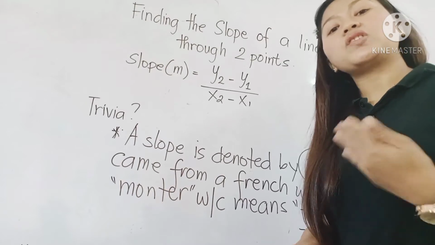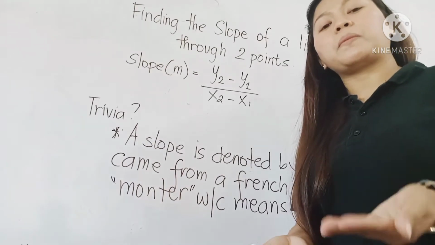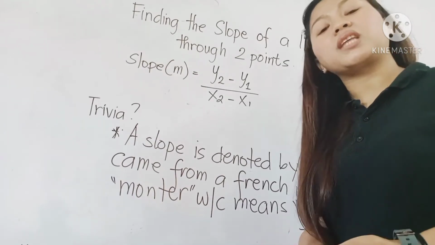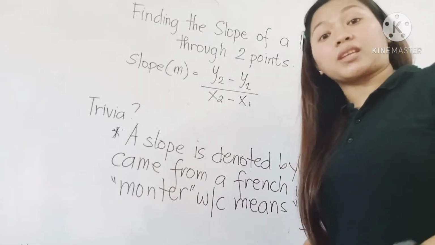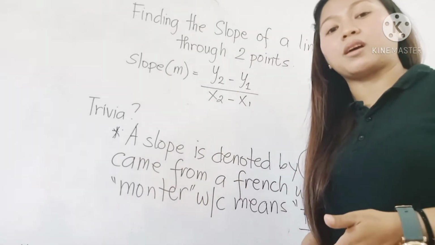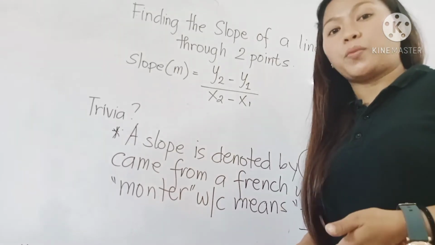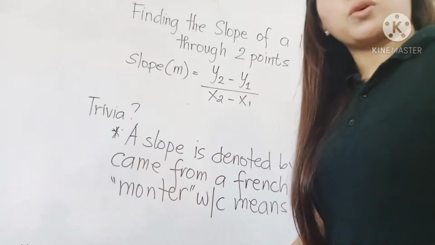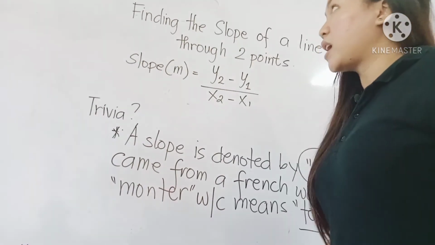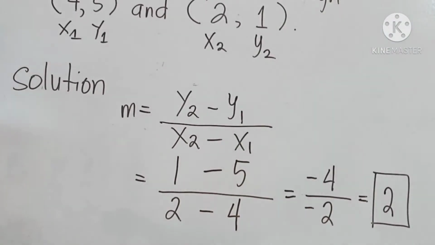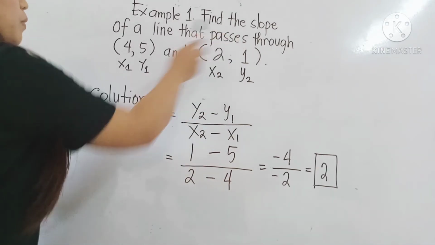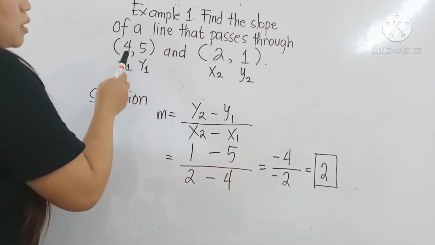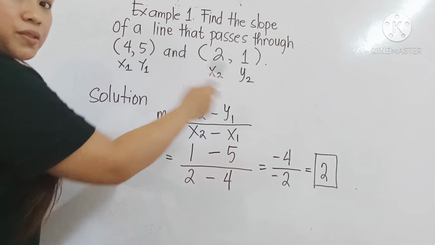Diba, in-illustrate siya sa pamamagitan ng mga objects like yung mountain, yung sa roof, sa house, and also dun sa staircase, no? Yun yung mga halimbawa ng slope, no? Okay, so, punta na tayo sa ating mga examples. Okay, so, ayan. Example number 1. Find the slope of a line that passes through, these are the ordered pairs, class.